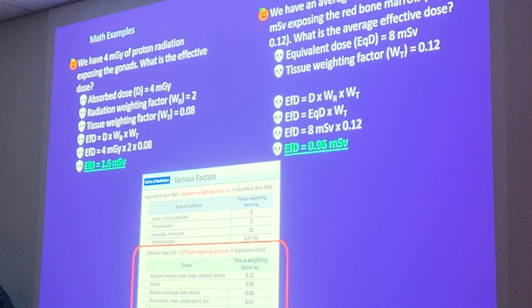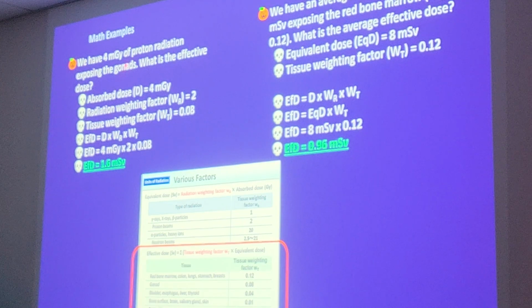Where do you get the 2 from? The 2 right here, that is the radiation weighting factor for proton. Because the problem's saying protons. Okay.